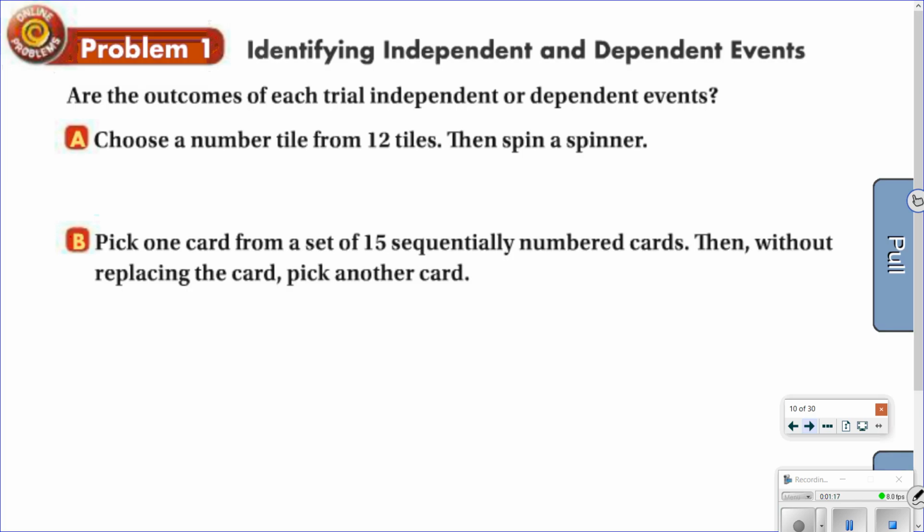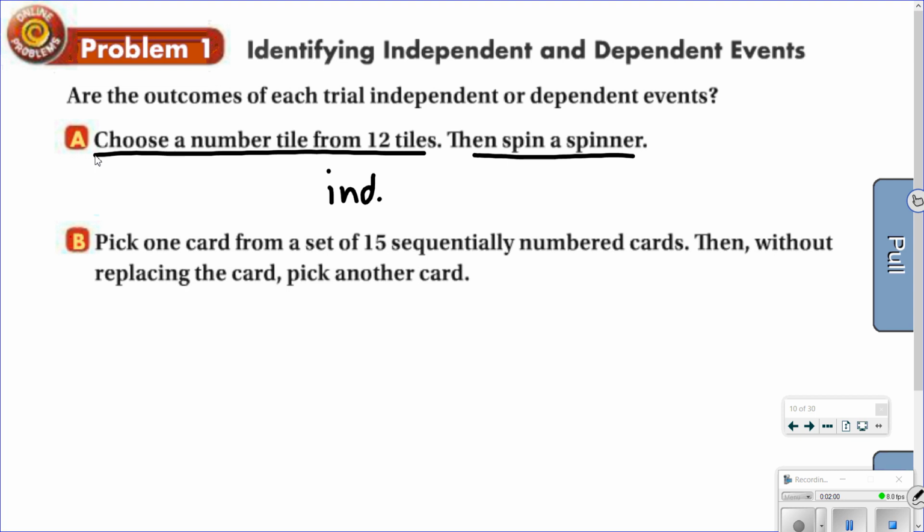So here are some examples, and we'll decide if these are independent or dependent events. The first one says, choose a number tile from 12 tiles. When they say that, they're talking about little tiles with numbers on them. You dump them all in a bag or something and you choose. So you choose a number tile from 12 tiles, and then you spin a spinner. So the question is, does the result from your first event, choosing a number tile, affect what you get when you spin the spinner? And the answer is no, right? Those are two completely separate things. It doesn't matter what number I choose, that will not affect what happens with the spinner. So these two we would say are independent of each other.